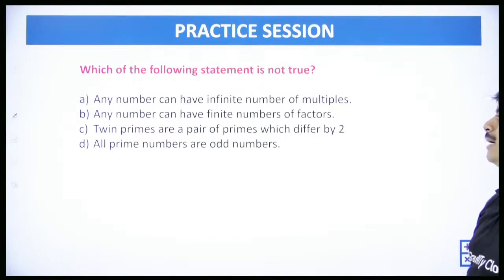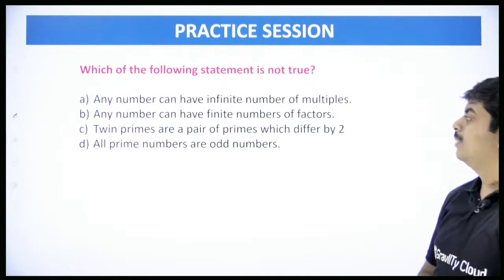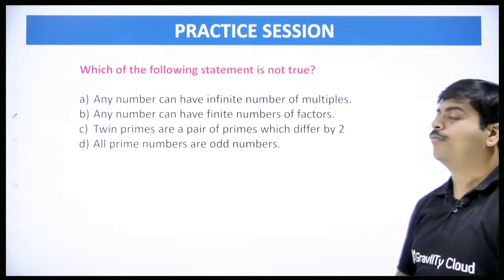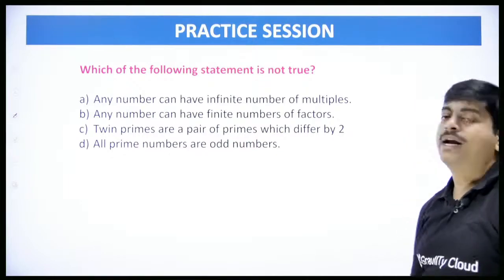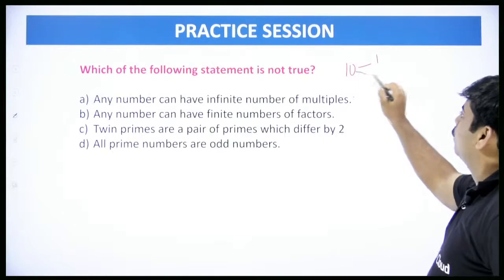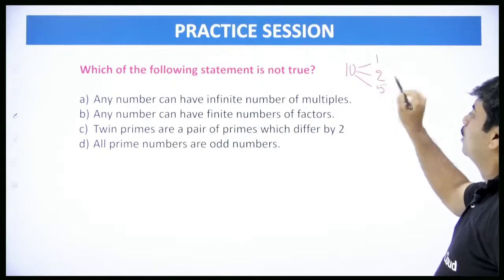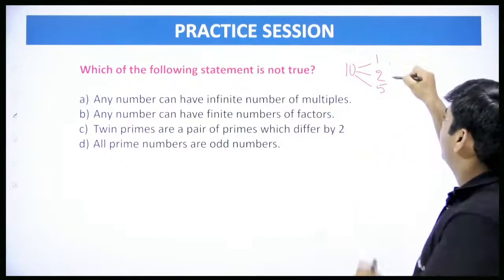Which of the following statements is not true? The question is which is not true. Any number can have infinite number of multiples. Is that correct? I'll take a small number, 10. We have multiples 1, 2 and 5? No, these are factors. 1, 2 and 5 are called factors.